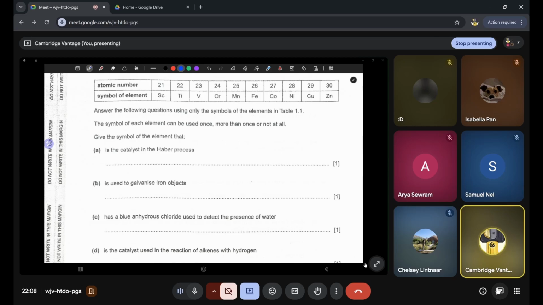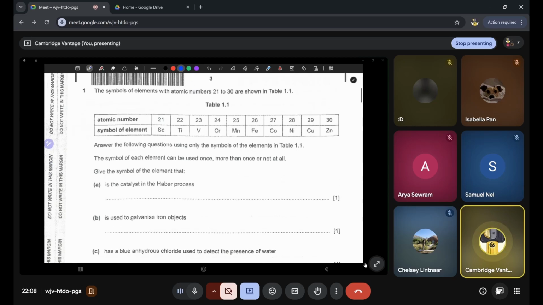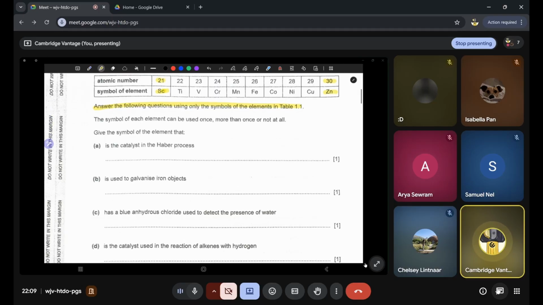All right. So if we just read through the first question, what do we have? We have a question related to metals. Symbols of elements with atomic numbers 21 to 30 are shown in the table. So we have this table and it goes from scandium to zinc, from 21 to 30. And we are asked to answer using symbols from this table.